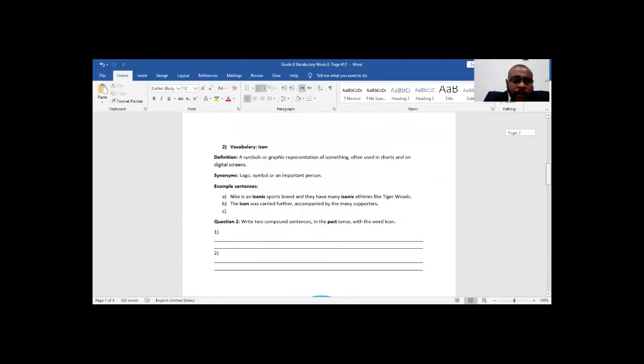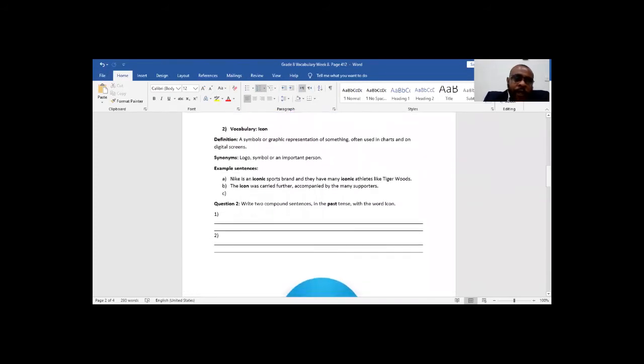The second word that we're looking at today is icon. Icon is what you call a homonym. A homonym is a word that has more than one meaning, right? But for our purposes, the word icon, we're going to look at the meaning of icon as a symbol or a graphic representation of something, right? Often used in charts or digital screens. So think of a picture or a logo, again, a symbol.